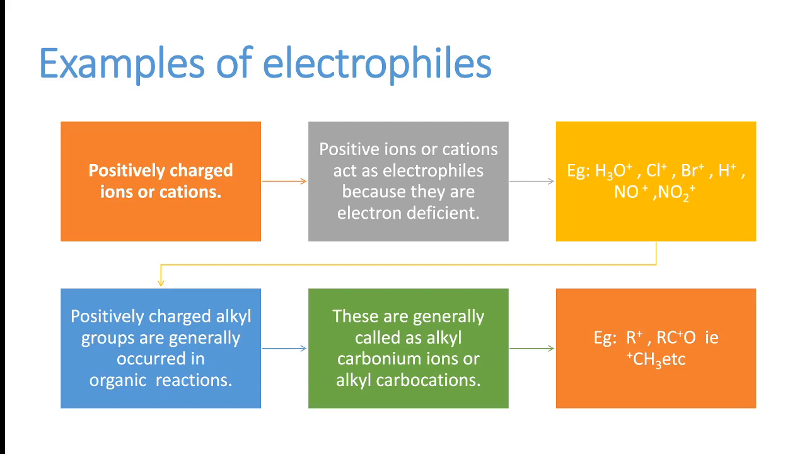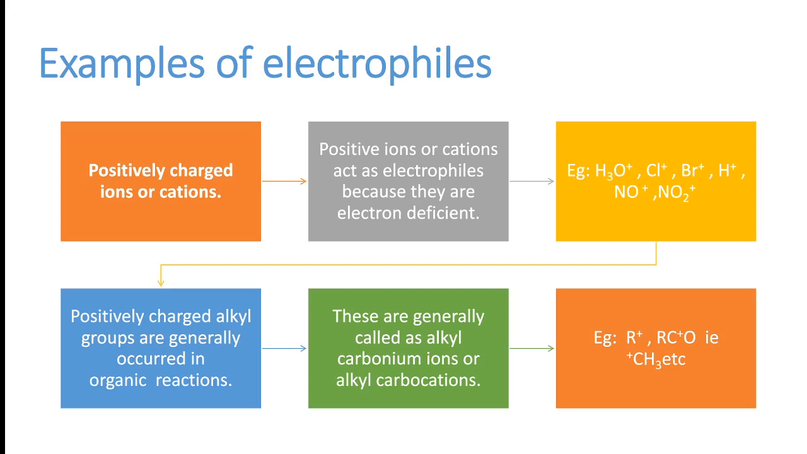So these are the positively charged ions which act as electrophiles. Next, whenever a carbon bears a positive charge, positively charged alkyl groups are generally encountered in organic reactions, and these are generally called alkyl carbonium ions or alkyl carbocations. Carbo means carbon, cation means positive charge. That is the species in which carbon bears the positive charge. Carbon bearing the positive charge is called carbocation, or simply it is known as carbonium ion also. Onium means positive charge. Carbon with positive charge, carbonium ion. Example R plus, alkyl carbonium ion.